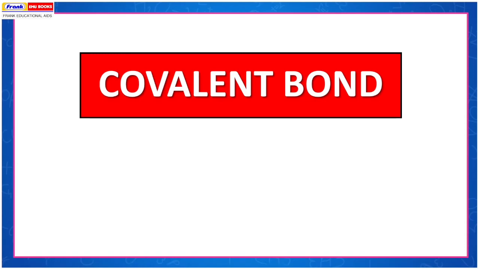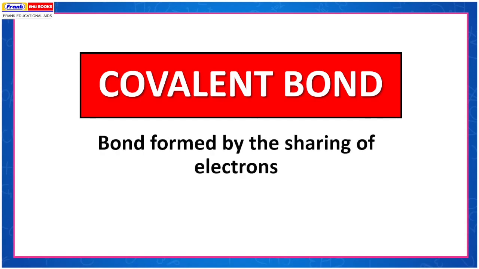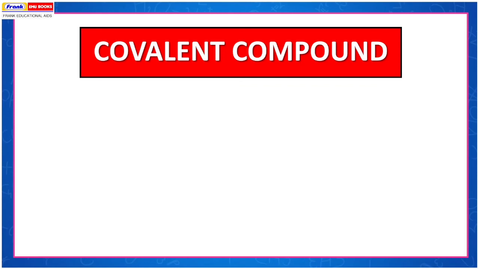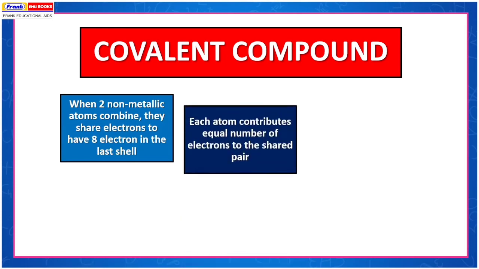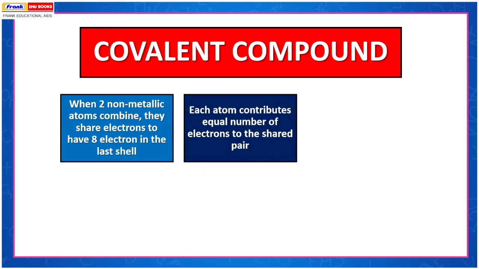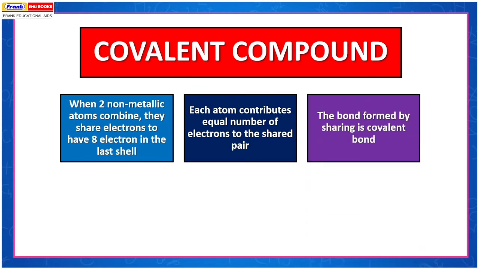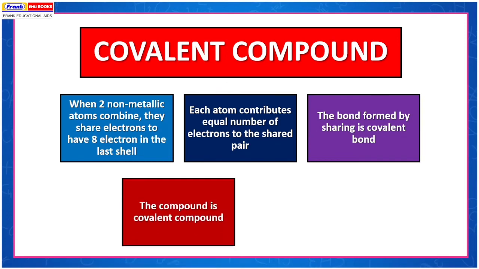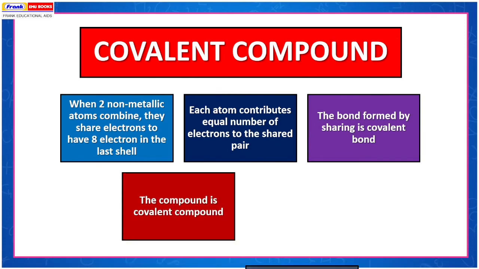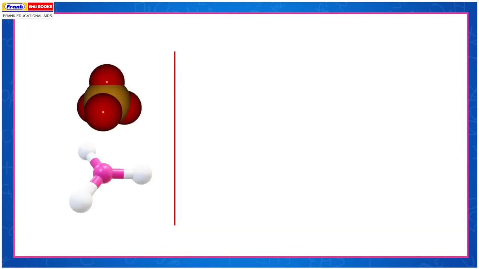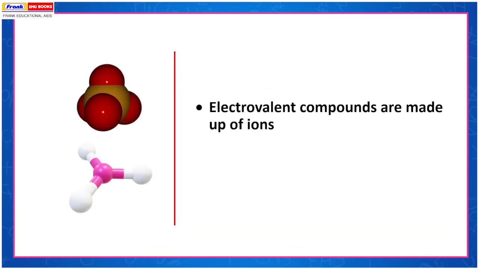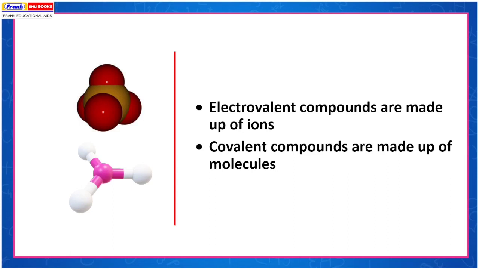Covalent bond: a bond formed by sharing of electrons. When two non-metallic atoms combine, they share electrons to have 8 electrons in the last shell. Each atom contributes an equal number of electrons to the shared pair. The bond formed by sharing is a covalent bond. The compound is a covalent compound, and covalent compounds are compounds of nonmetals. Electrovalent compounds are made up of ions, while covalent compounds are made up of molecules.